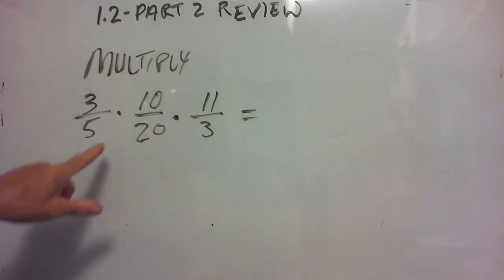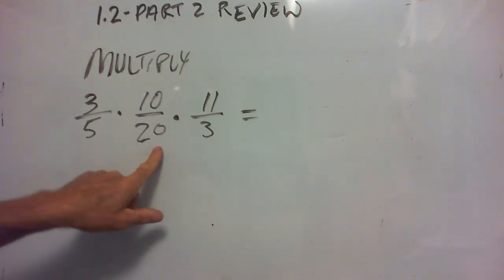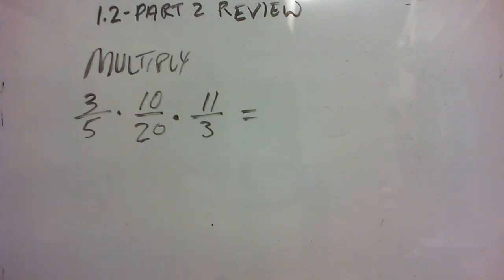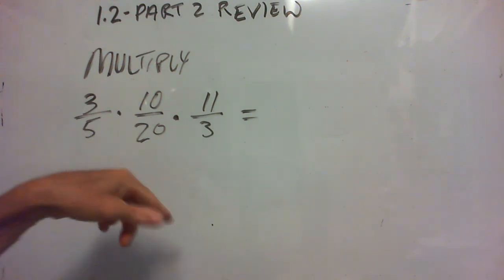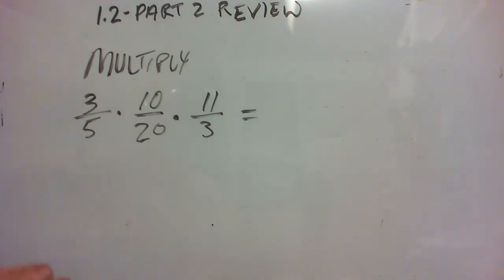Okay, here's a problem for you to try. 3/5 times 10/20 times 11/3. See if you can cancel wherever possible and then multiply the fractions that are left after you cancel. So try this on your own.